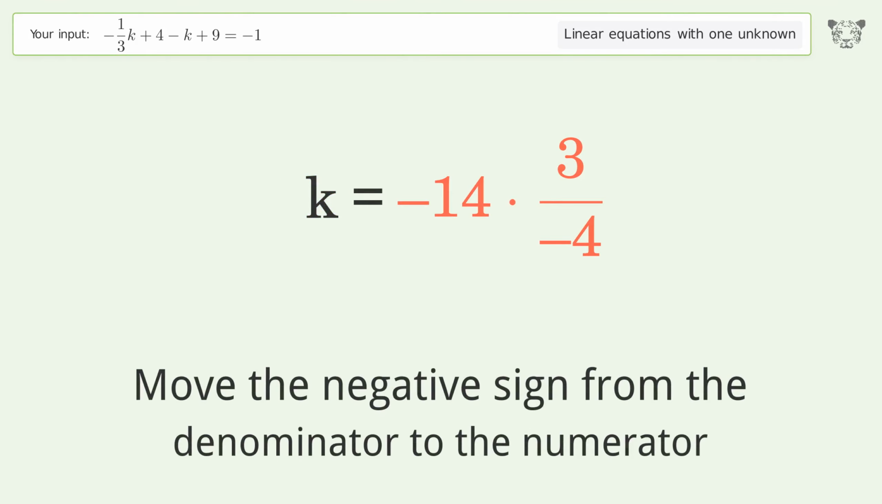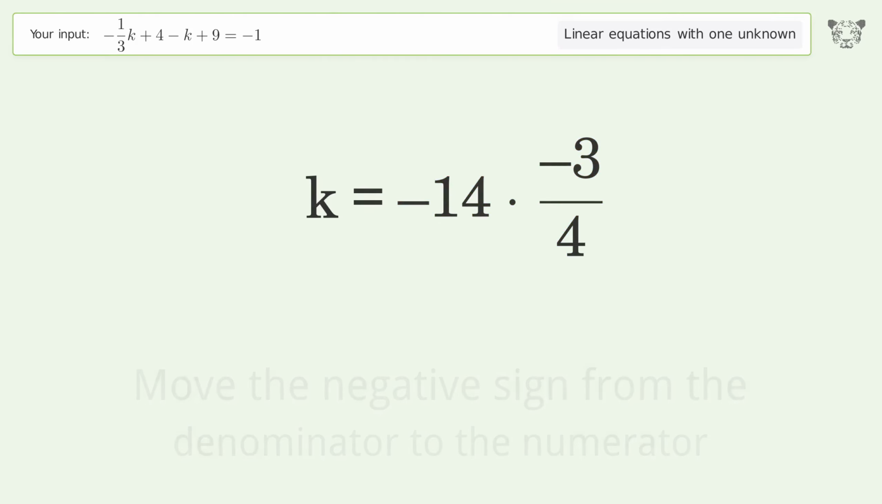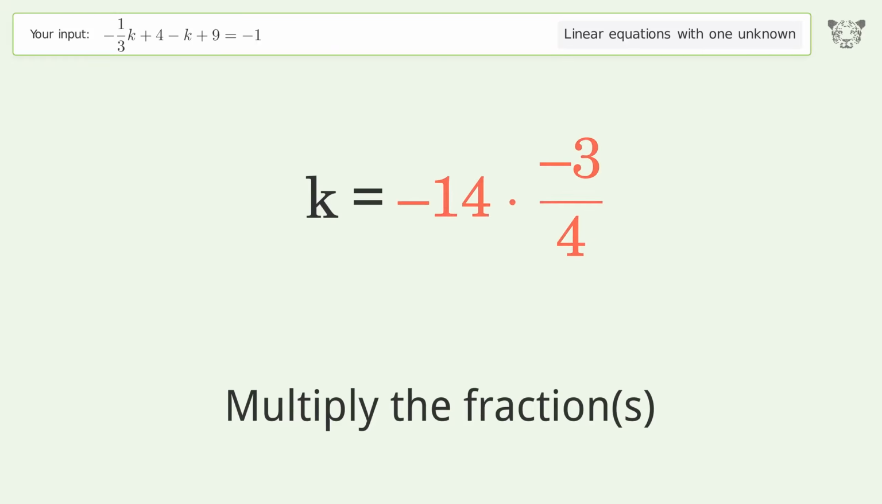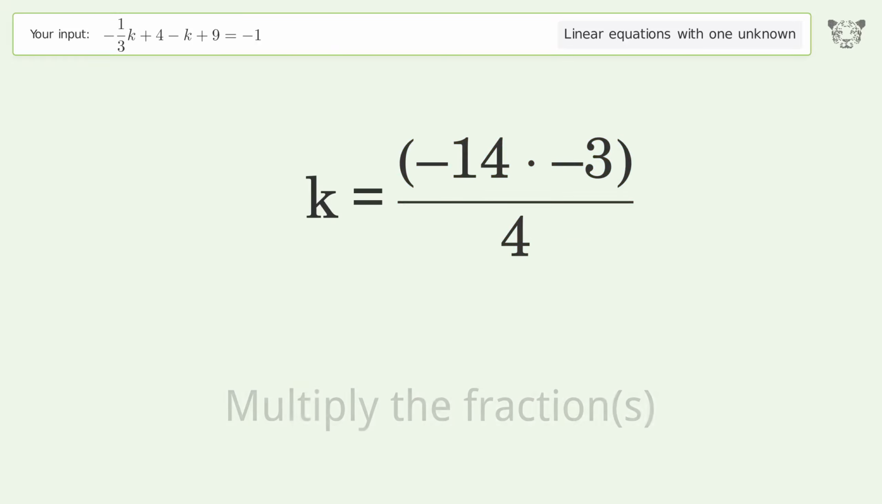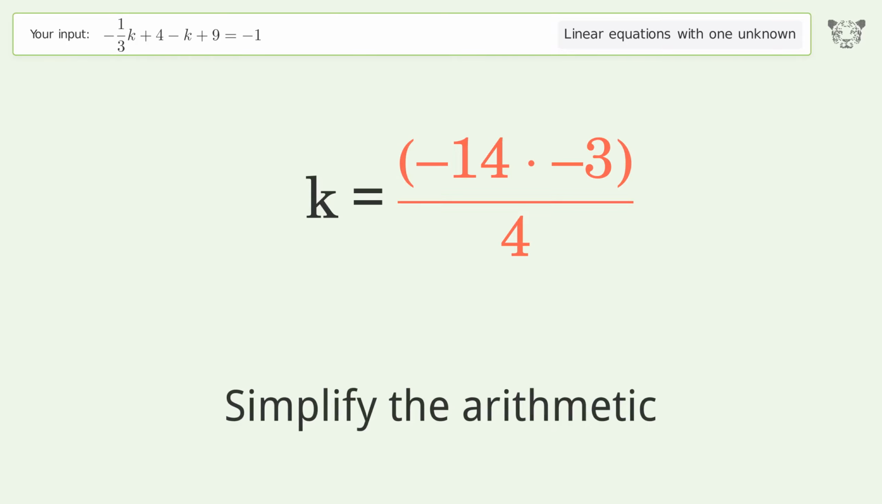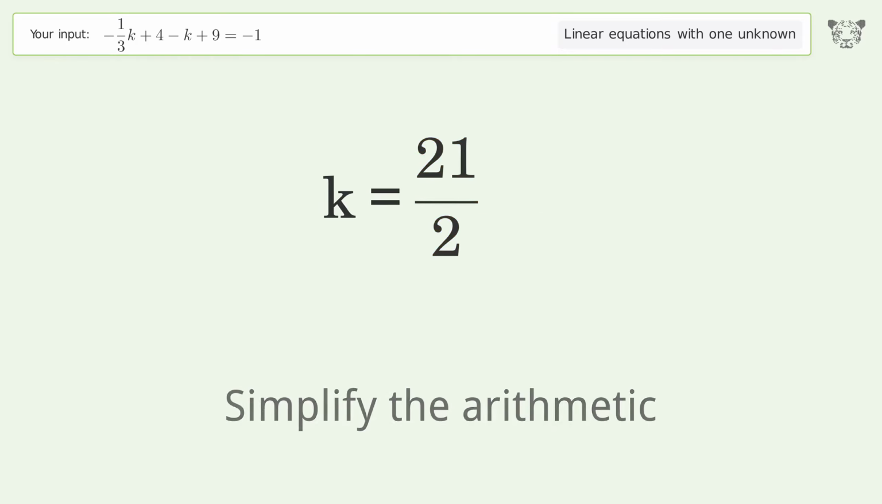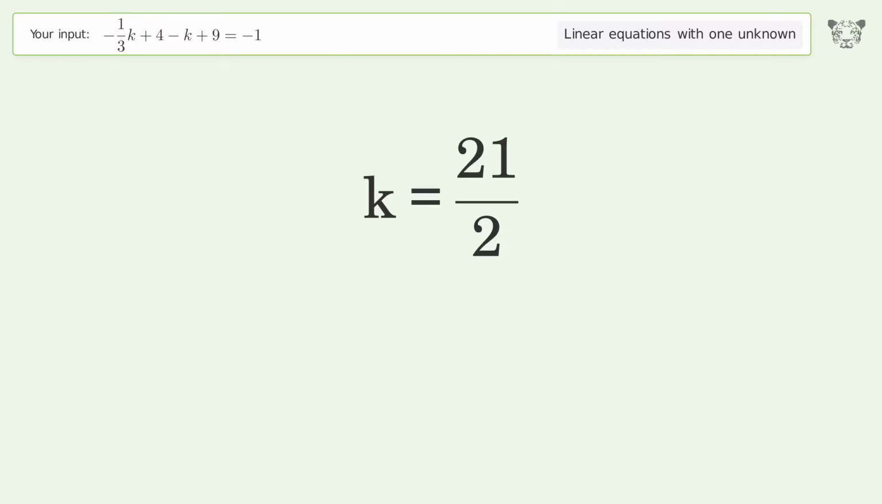Move the negative sign from the denominator to the numerator. Multiply the fractions. Simplify the arithmetic. And so the final result is k equals 21/2.